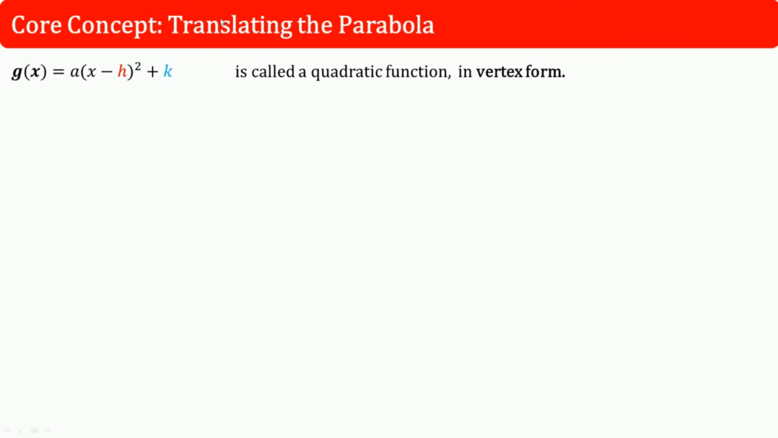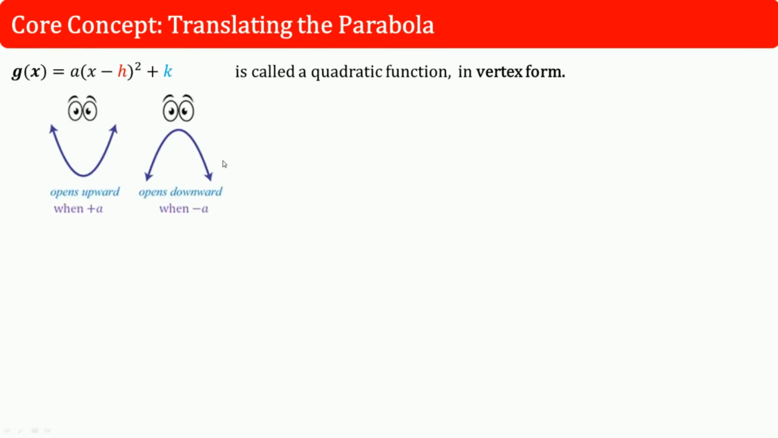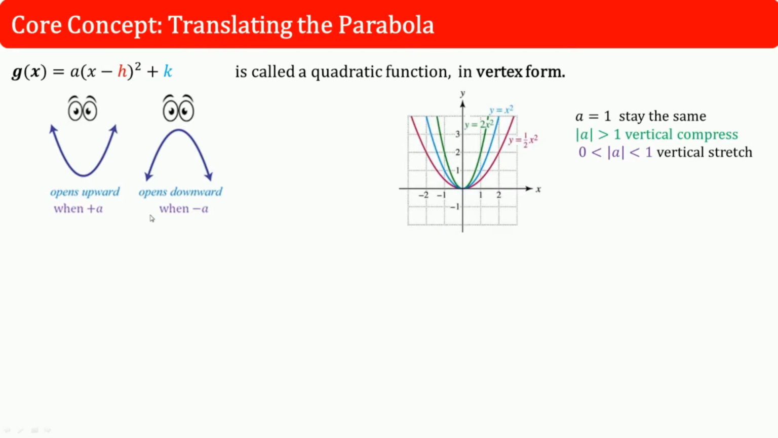The vertex form for the quadratic function can be defined by this: g of x is equal to a(x minus h) squared plus k. Each one of these variables represents something very unique. The sign of the a term tells you how it opens. It opens upwards when a is positive, and downwards when a is negative. The value of a describes its dilation, or its size change. When a equals 1, the parabola stays the same.